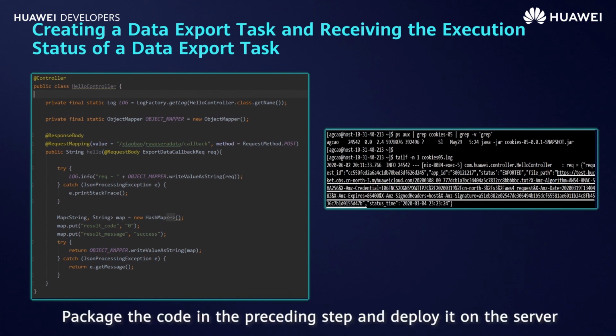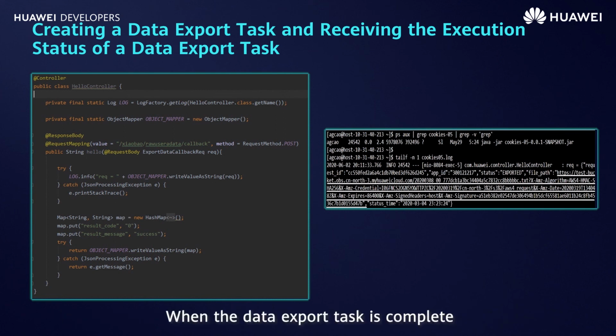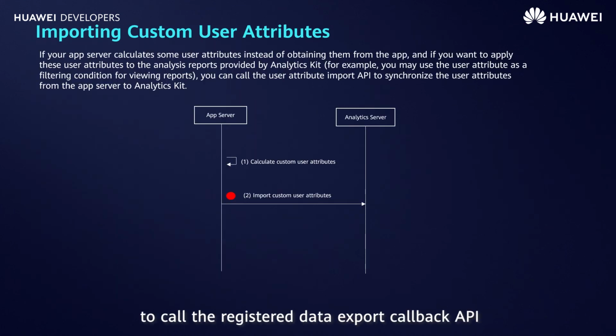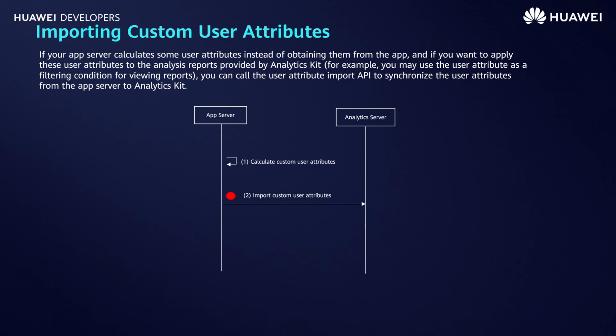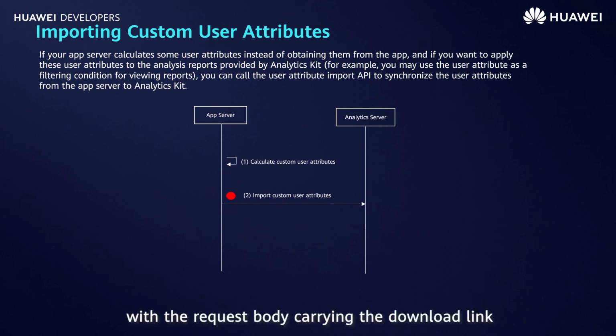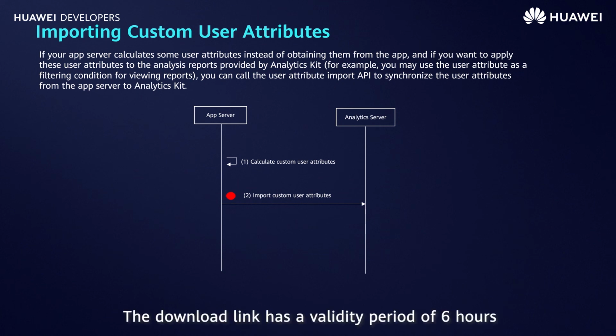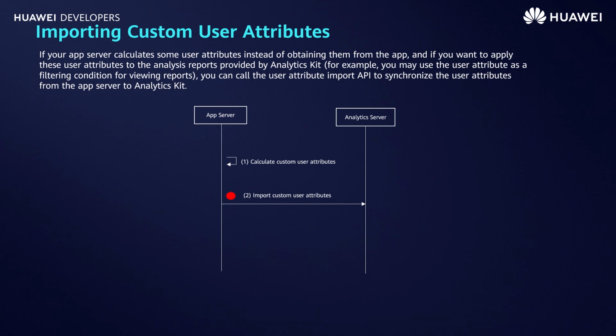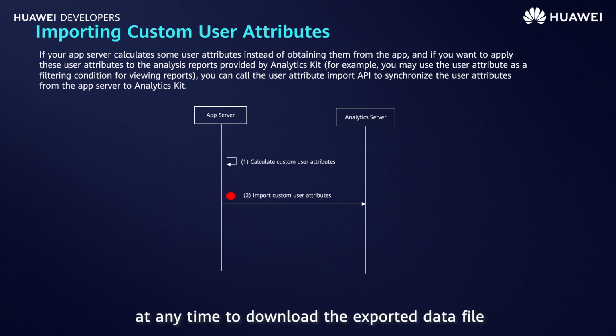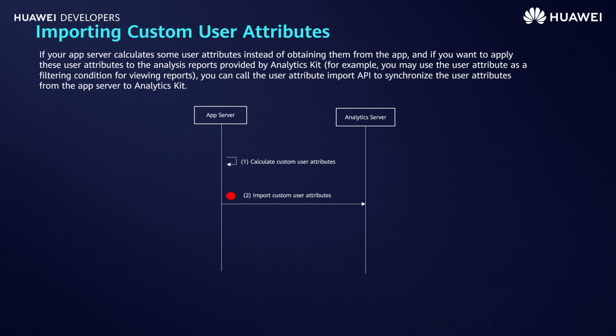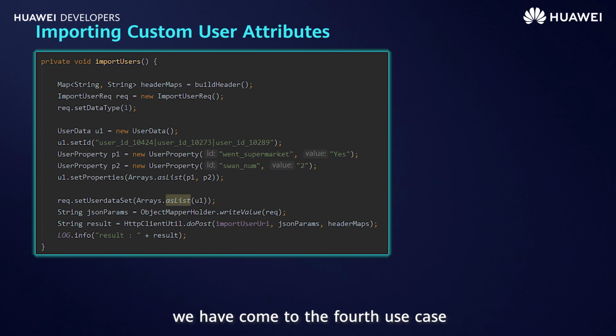Package the code in the preceding step and deploy it on the server. When the data export task is complete, Analytics Kit will send an HTTP POST request to call the registered data export callback API, with the request body carrying the download link and export completion time. The download link has a validity period of 6 hours. Within the validity period, you can use the download link at any time to download the exported data file. Finally, we have come to the fourth use case.